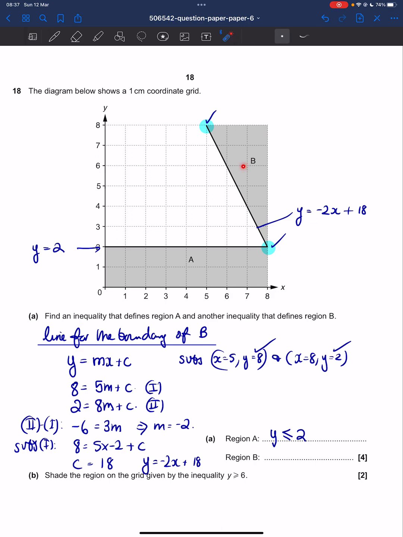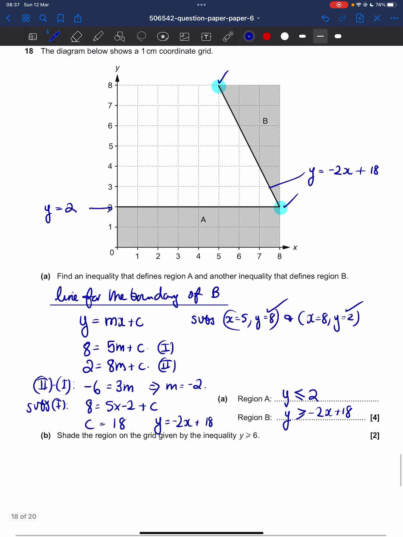Now the shaded region is above the line. If x is 8, y is 100, that would be shaded because it's here. So these y's have to be greater than or equal to minus 2x plus 18.